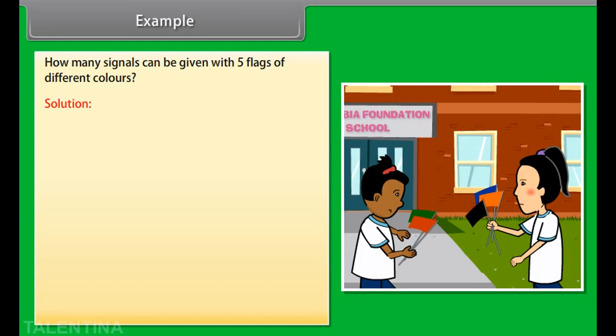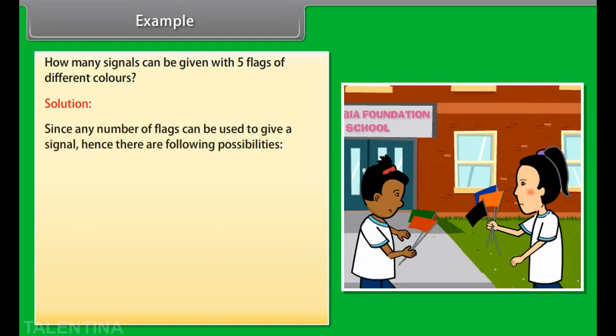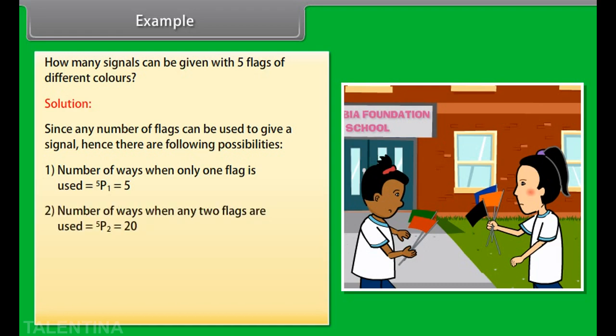How many signals can be given with 5 flags of different colors? Solution. Since any number of flags can be used to give a signal, there are the following possibilities. 1. Number of ways when only one flag is used is equal to 5P1 is equal to 5. 2. Number of ways when any 2 flags are used is equal to 5P2 is equal to 20. 3. Number of ways when any 3 flags are used is equal to 5P3 is equal to 60.